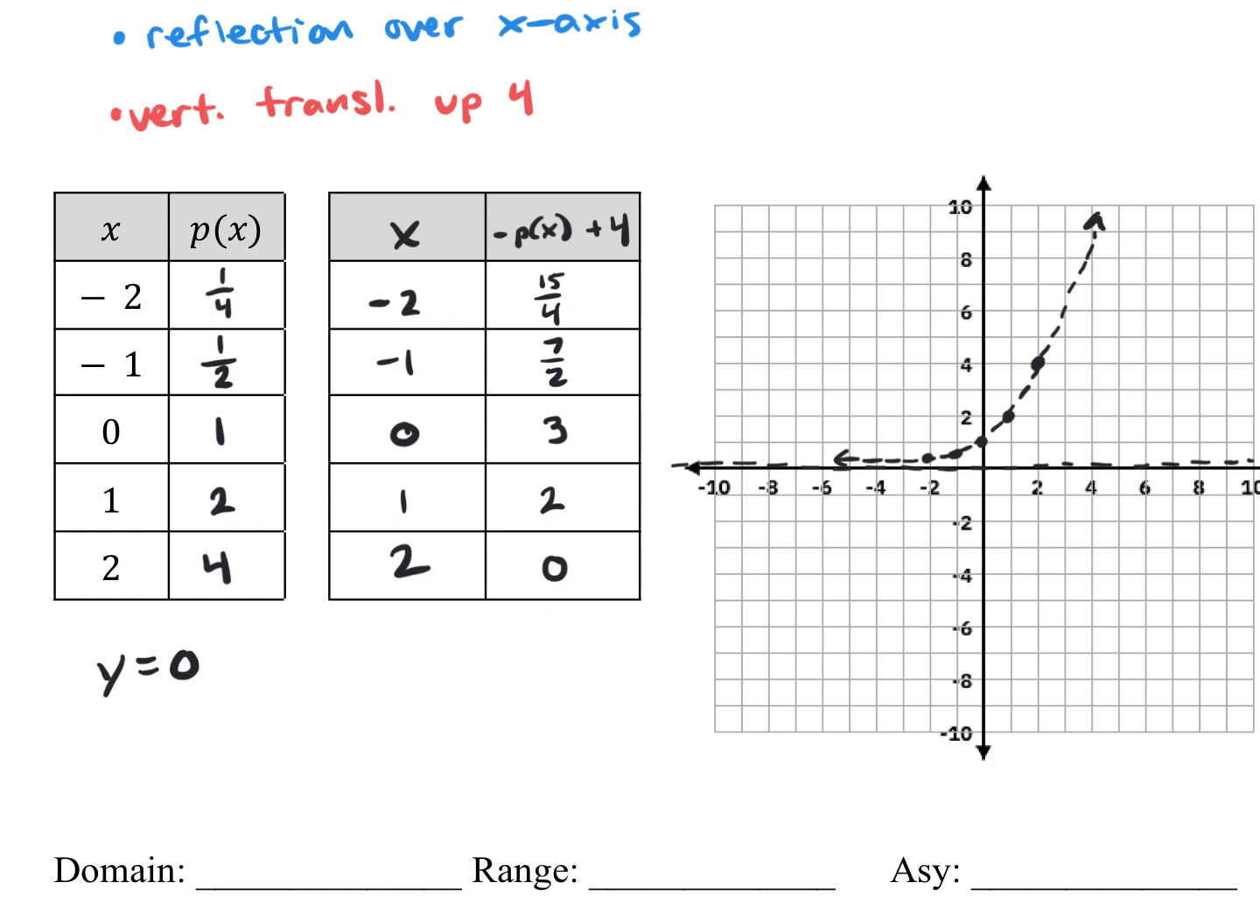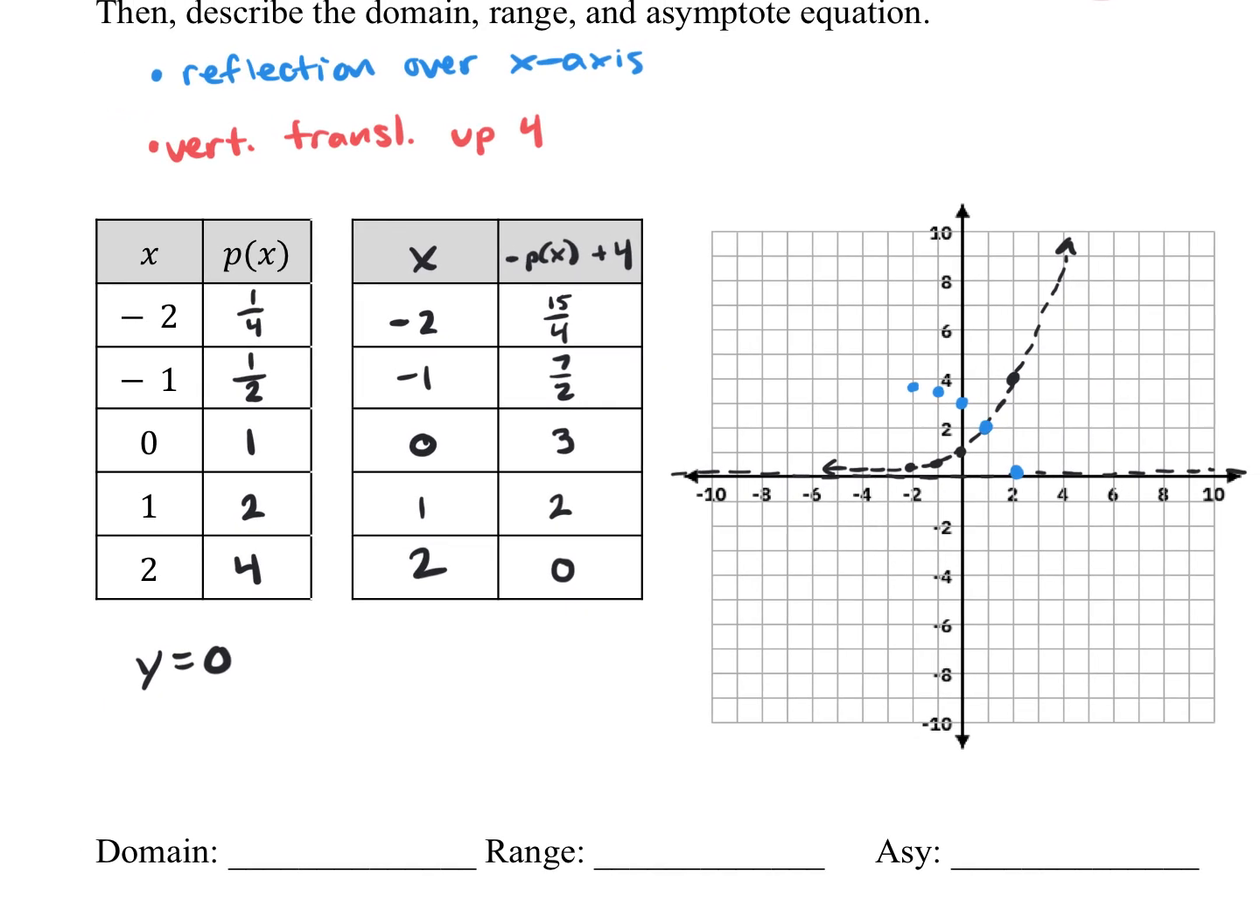So we have -2, 15/4, so right under 4. And then we have -1, 7/2, so 3.5, 0, 3, 1, 2, and 2, 0. Now there is something else that's going to change, and that would be our horizontal asymptote. Anytime you have a horizontal asymptote, it will change according to the rules that affect your y value. So you would multiply your asymptote by the -1. That's not going to change my asymptote equation.